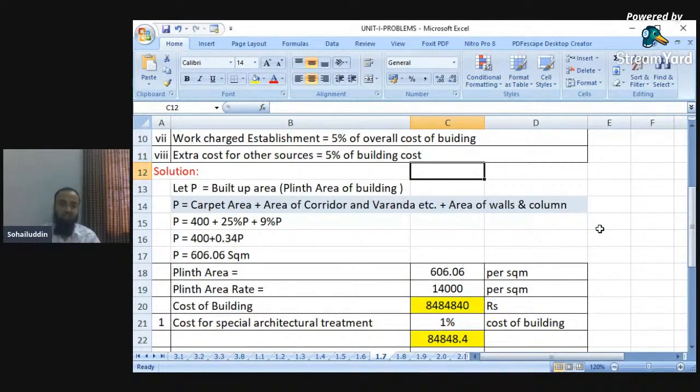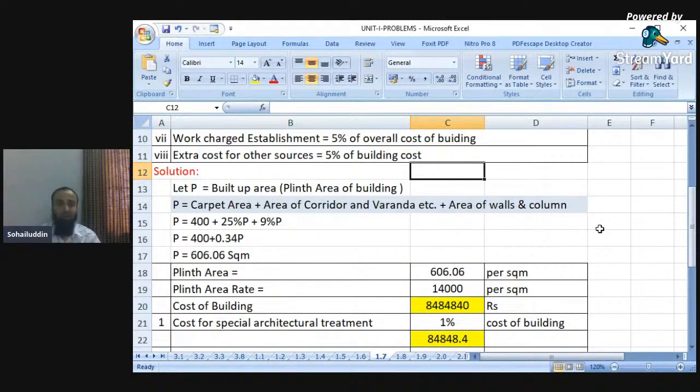So there may be different heights. So we have to find out first the total plinth area. In this way, we will find out the addition, which is nothing but the total plinth area. The plinth area will have different heights, that is the carpet area plus the area of corridor and veranda plus the area of walls and column.